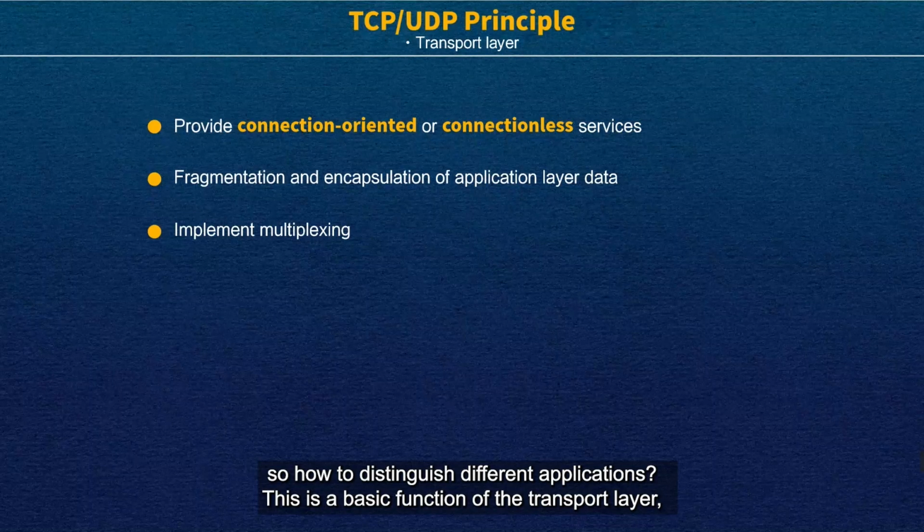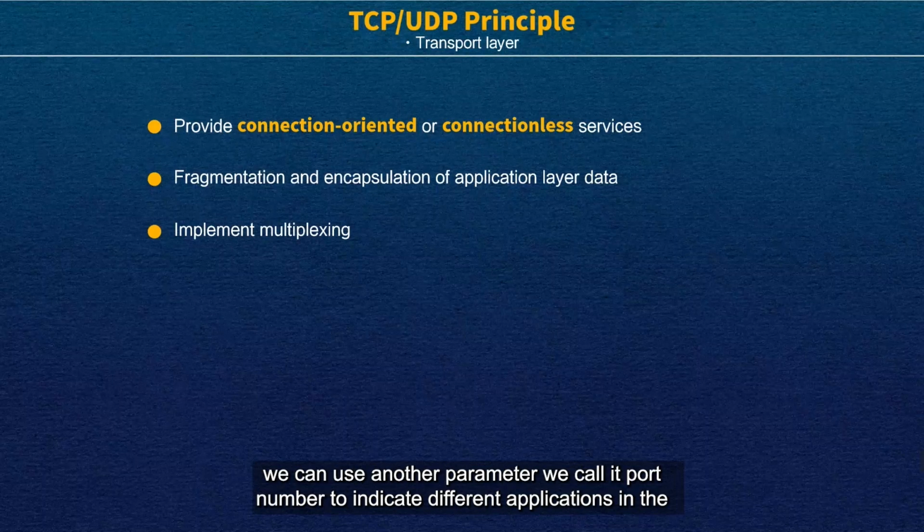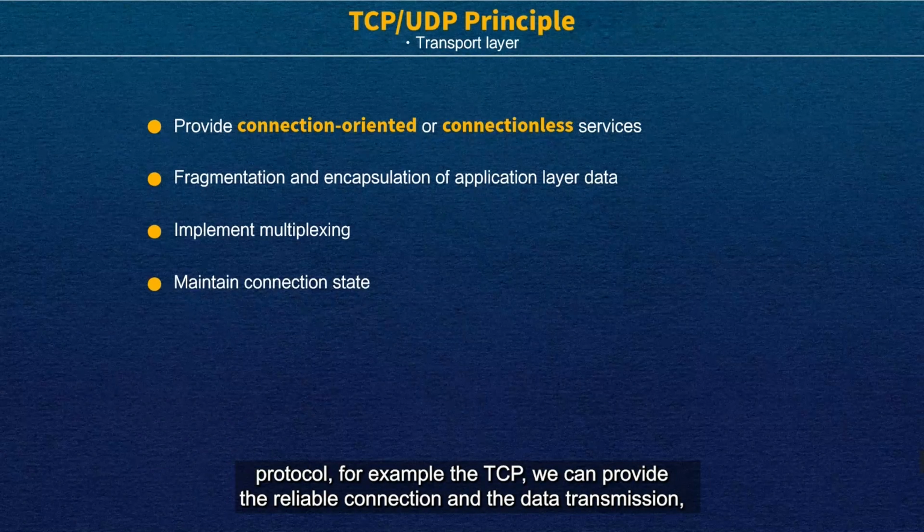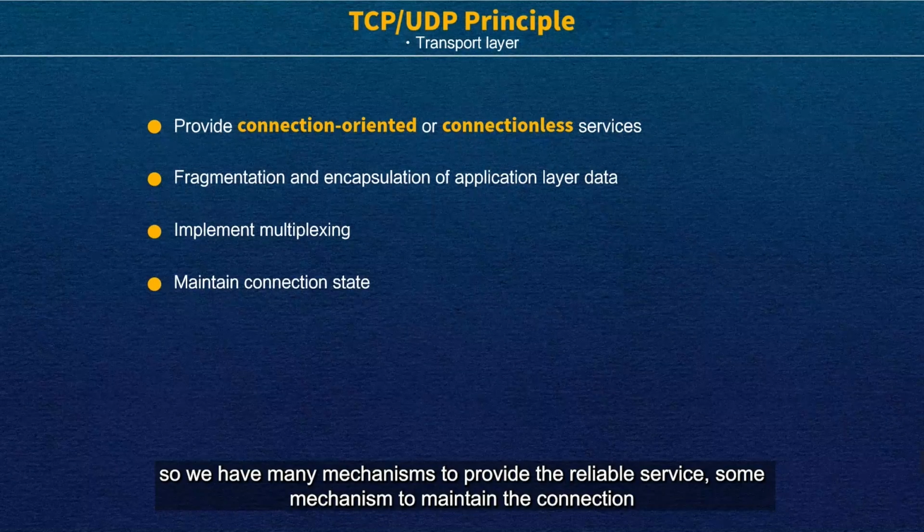So how do we distinguish different applications? This is the basic function of the transport layer. We can use another parameter called the port number to indicate different applications on the same hardware device. So this is also a function of the transport layer. And if you choose a reliable protocol, for example TCP, we can provide a reliable connection and data transmission. So we have many mechanisms to provide the reliable service.